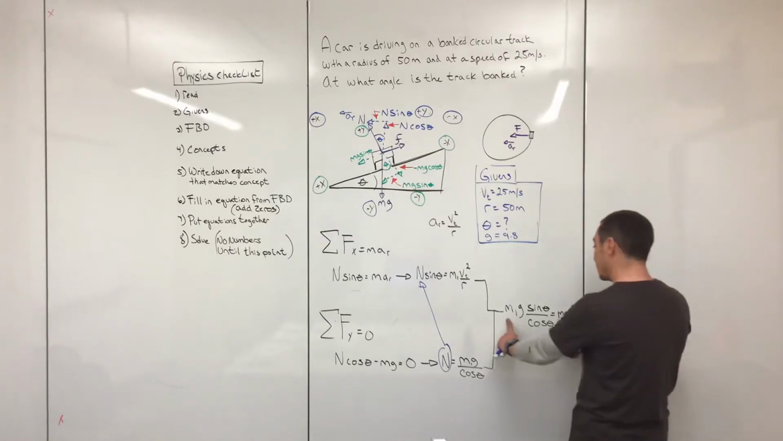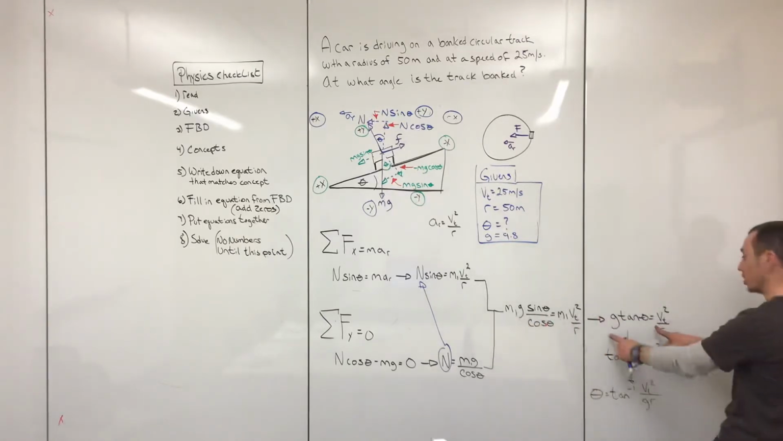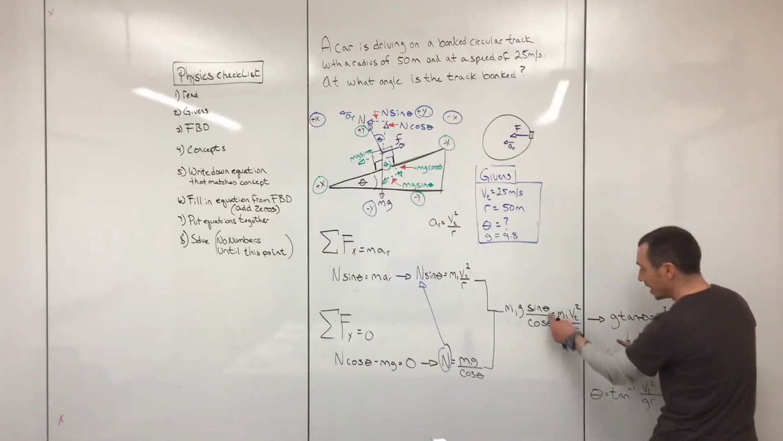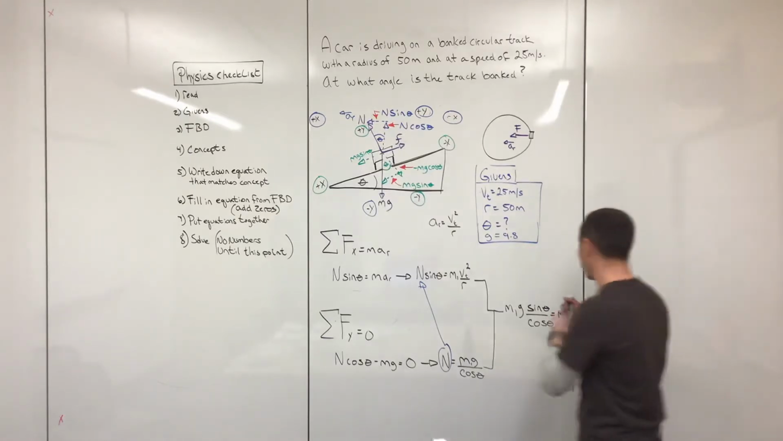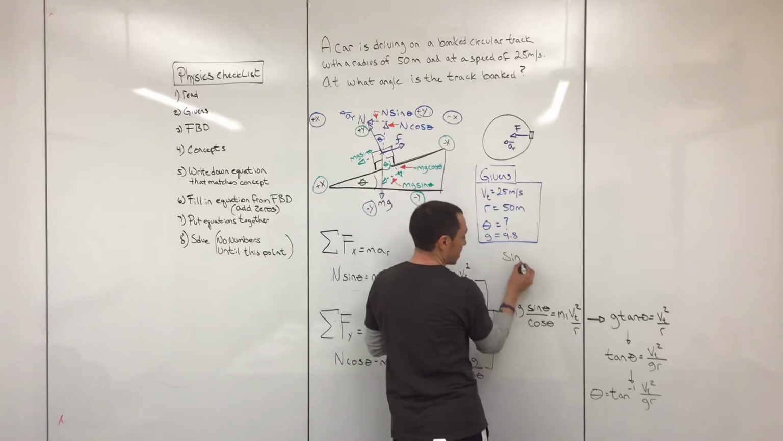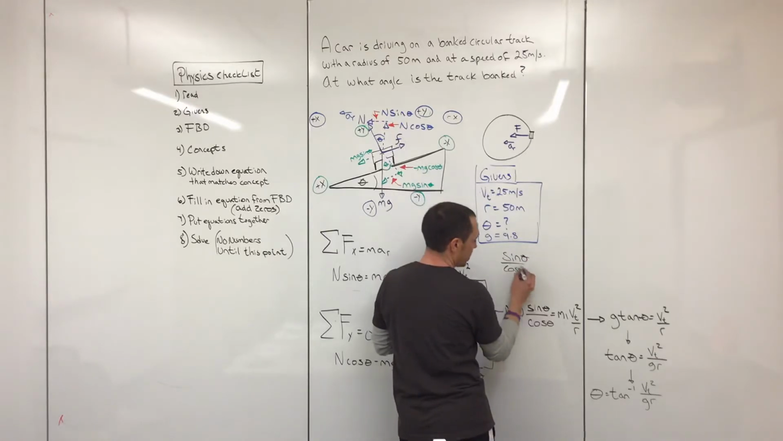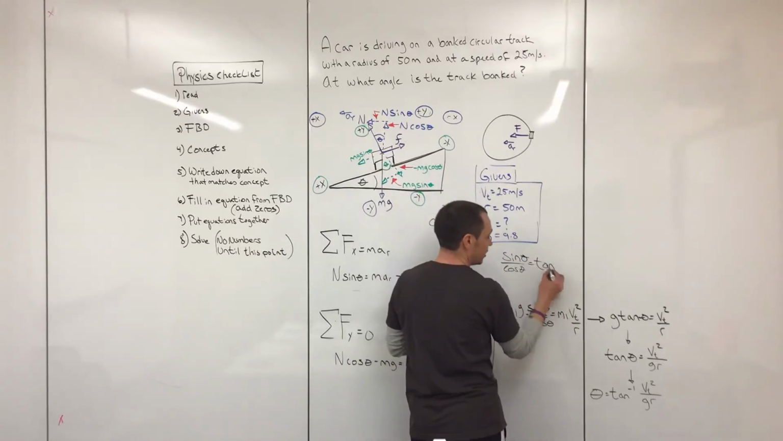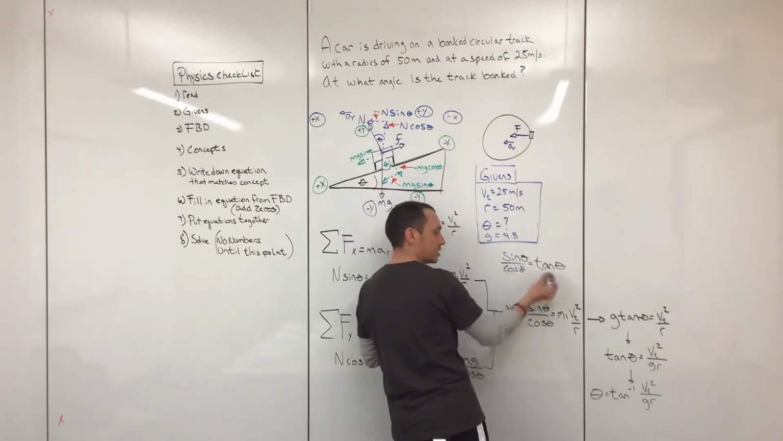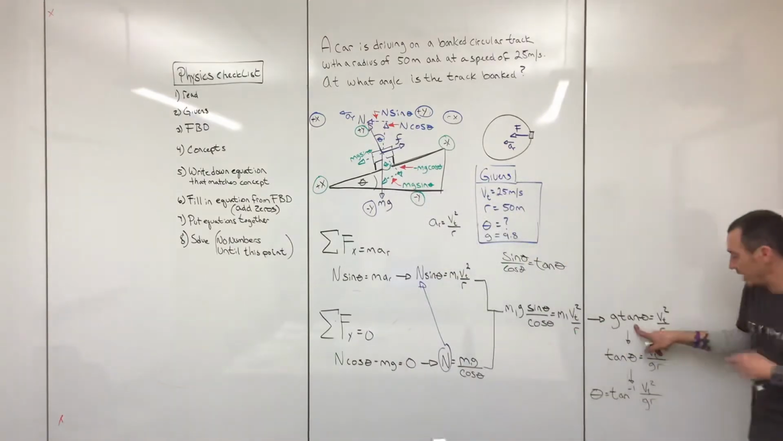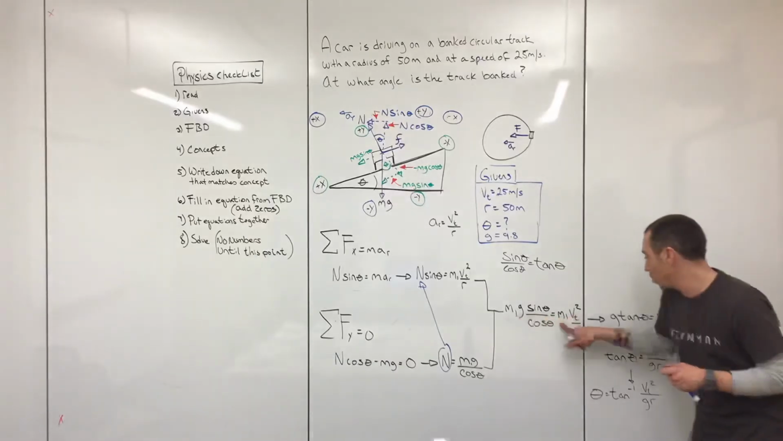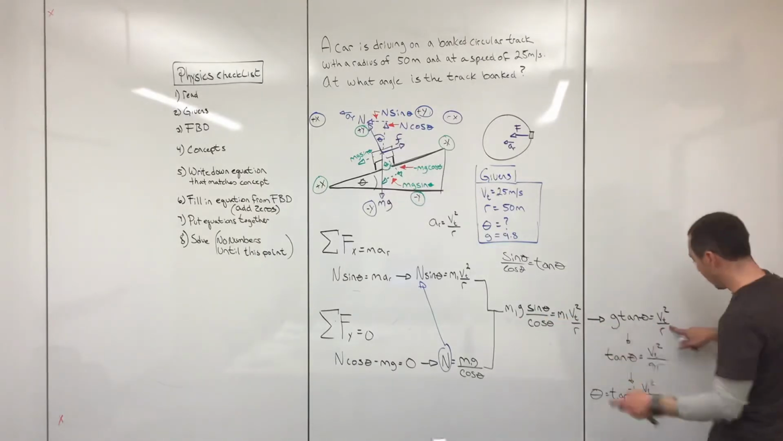Masses cancel. They're on each side, in each term. So these m1s are going to cancel. They're going to go away. And that sine theta over cosine theta is equal to tangent theta. Make sure you know that. Sine theta over cosine theta is equal to tangent theta. We know this, so we can turn it into tangent theta, and the m1s are going to go away, so the masses are gone.